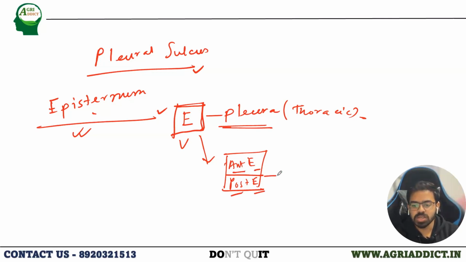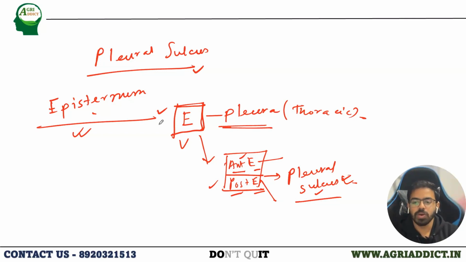So the particular sulcus which simply divides these two episternum, that is the anterior portion and the posterior portion, is known as pleural sulcus. For you, just remember sulcus and suture are two terminologies that are the same. In entomology they have a little bit of difference, but you just remember that sulcus and suture are the same.